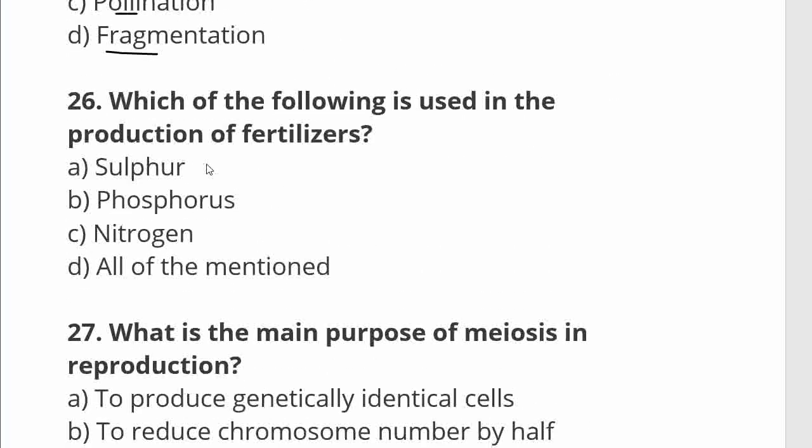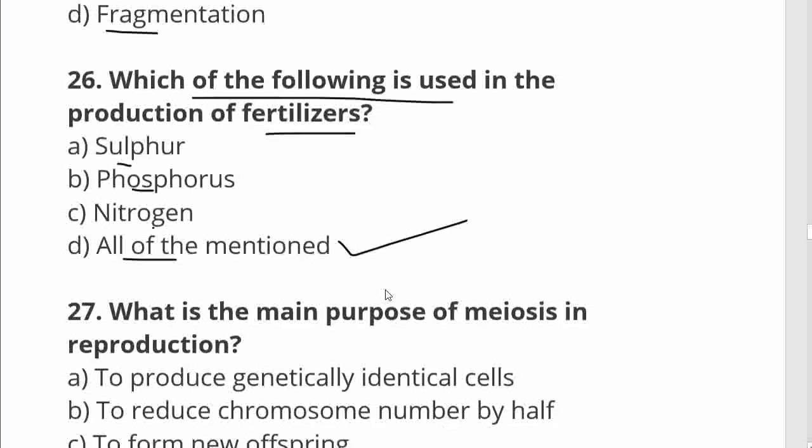Now the next question, which of the following is used in the production of fertilizers? Options are A, sulfur, B, phosphorus, C, nitrogen, and D, all of the mentioned. The right answer is option D. Sulfur, phosphorus, and nitrogen are essential nutrients used in fertilizers. These elements improve soil fertility and enhance plant growth.